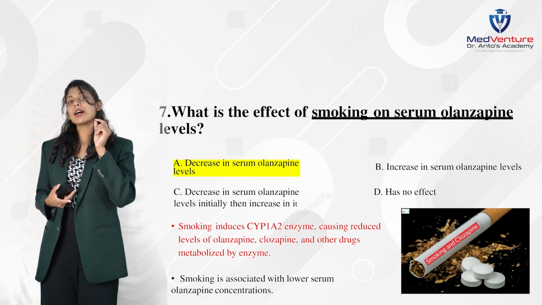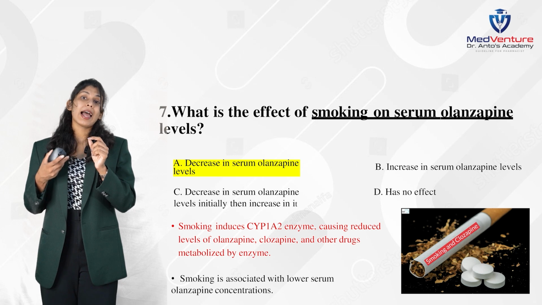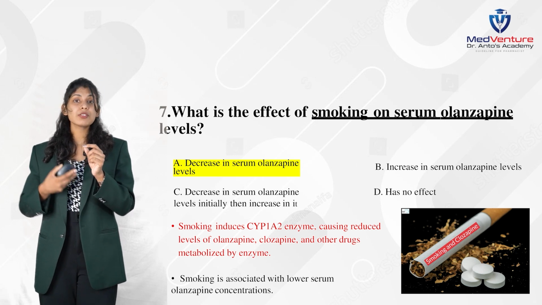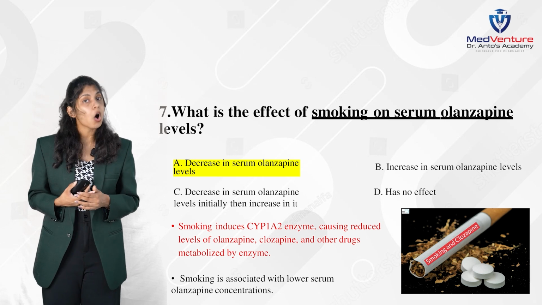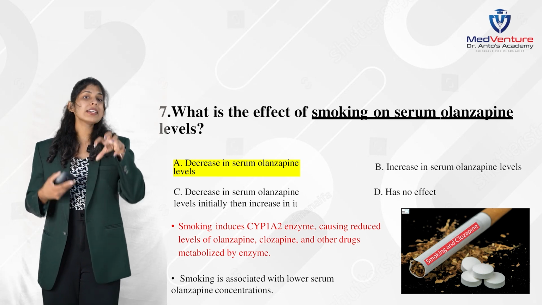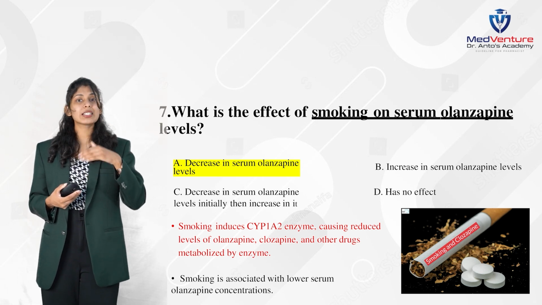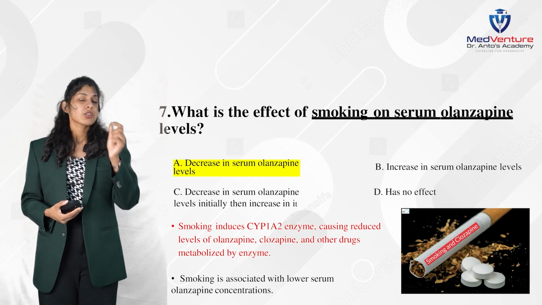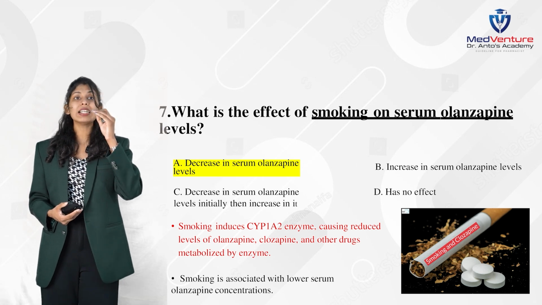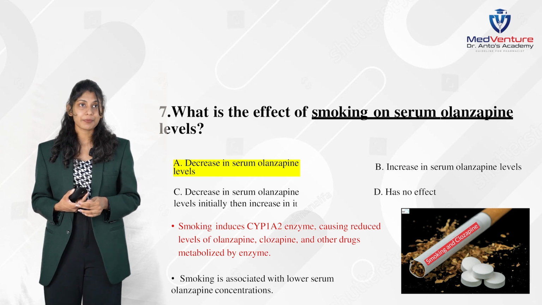Similarly, when you take olanzapine and smoke at the same time, smoking, being an enzyme inducer, induces the metabolism of olanzapine, and the olanzapine can't stay in your body for long, it gets out. The antipsychotic effect cannot be achieved. So smoking will decrease serum olanzapine level.